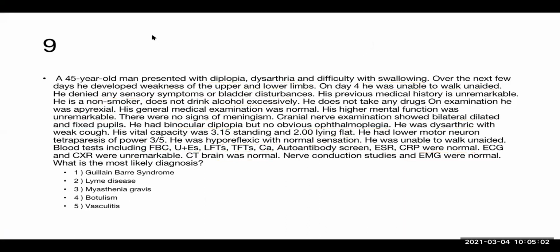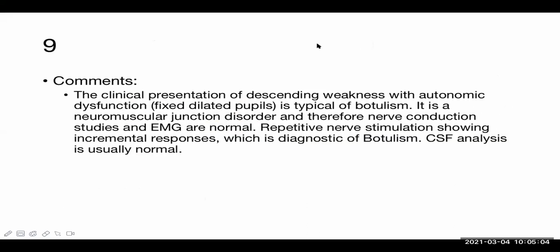Look at the explanation here. See this? The clinical presentation of descending weakness with autonomic dysfunction like fixed dilated pupil is typical of botulism. It's a neuromuscular junction disorder, and therefore nerve conduction study and EMGs are normal. So this is the explanation. Let's move on.